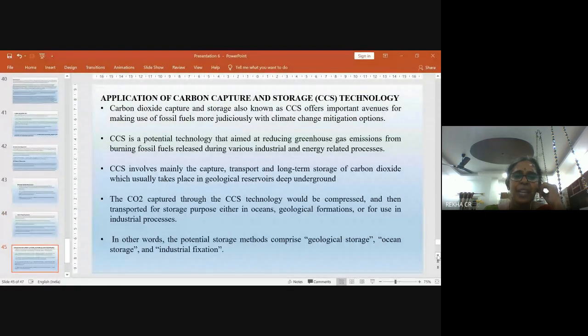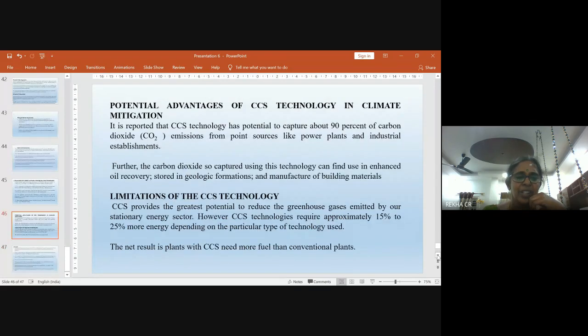Application of carbon capture and storage technology, called CCS, offers an important avenue for making use of fossil fuels more judiciously with climate change mitigation options. CCS is a potential technology which involves the capture, transport, and long-term storage of carbon dioxide. The carbon dioxide captured by CCS technology can be compressed and transported for storage, either in oceans, geological formations, or for use in industrial processes. The potential storage methods comprise geological storage, ocean storage, and industrial fixation.